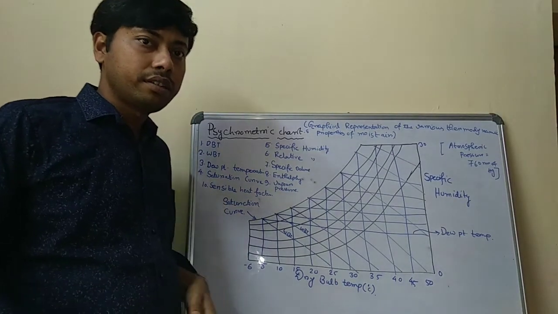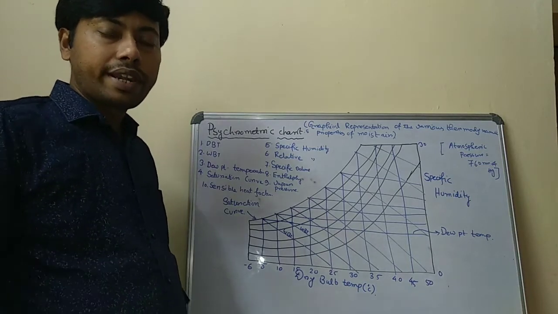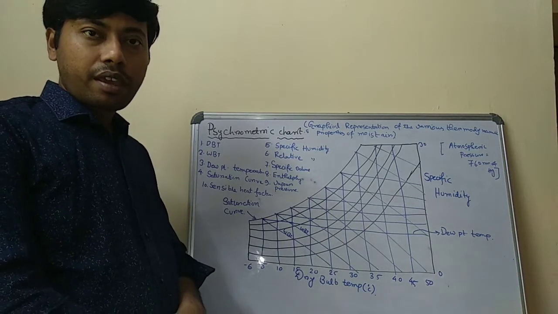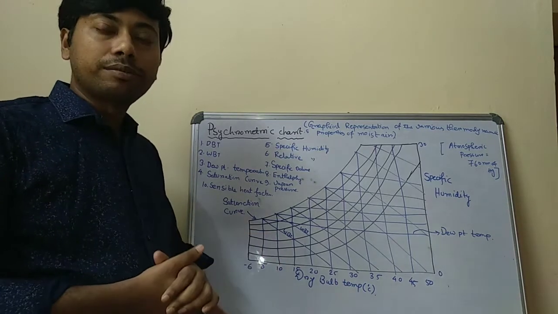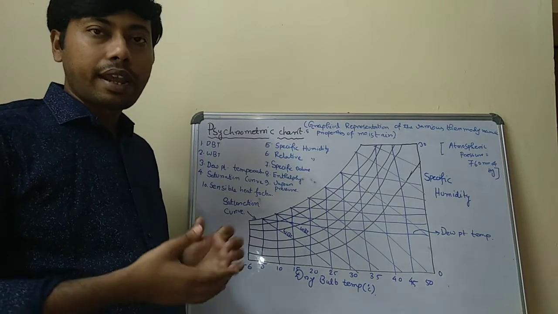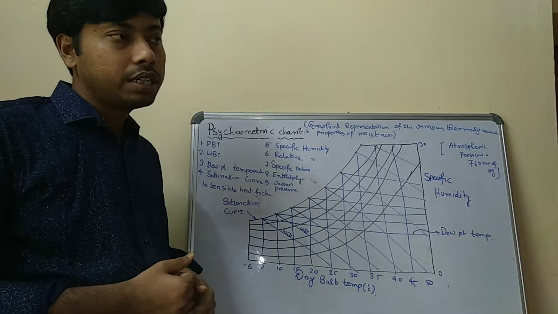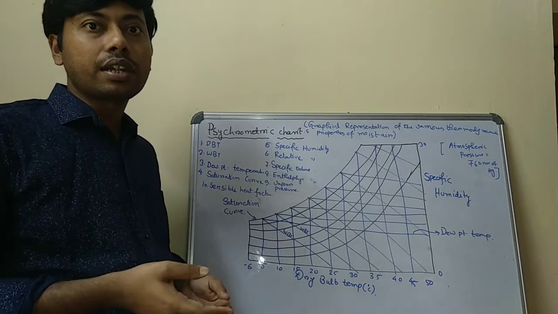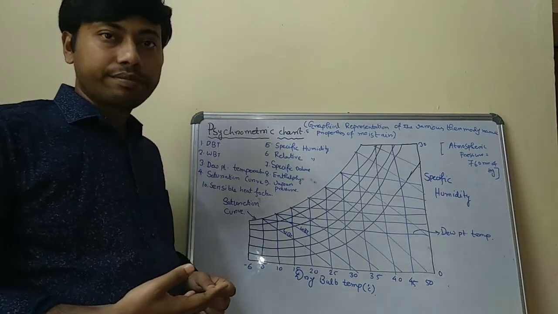Welcome back, student. Now, in the previous lecture video, we already discussed adiabatic saturation temperature, and in this lecture video, we'll discuss the psychrometric chart. Now, as you know, adiabatic saturation temperature is the temperature at which unsaturated air is transformed into saturated air adiabatically.